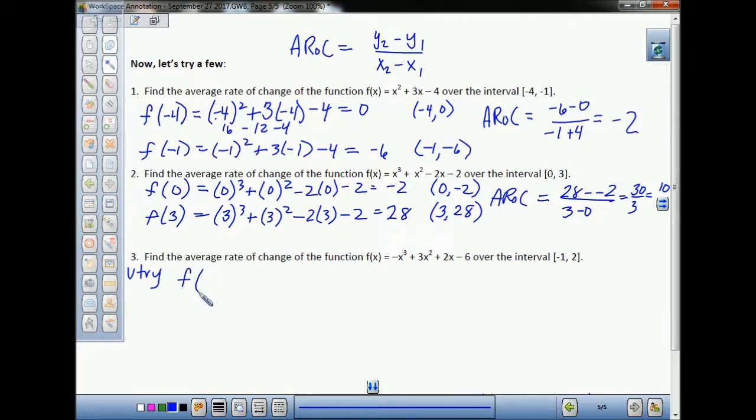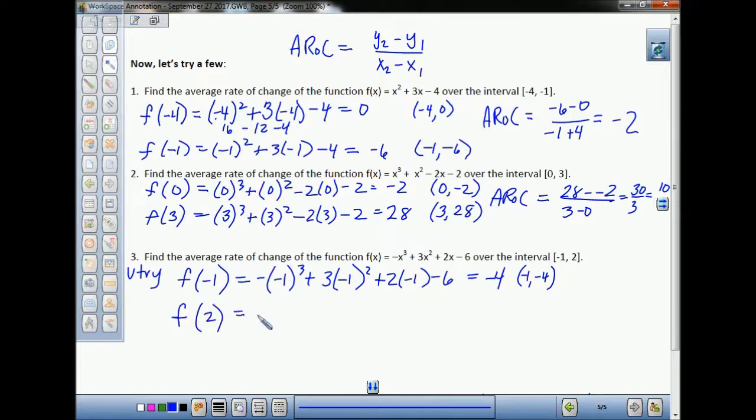Okay, the first thing we do is we plug in f of negative 1, and we get the opposite of negative 1 cubed plus 3 times negative 1 squared plus 2 times negative 1 minus 6, and this gives us a value of negative 4, which represents the point negative 1, negative 4. The second value, we're plugging in a value of 2, so we get the opposite of 2 cubed plus 3 times 2 squared plus 2 times 2 minus 6, and this gives us a 2. So our second point is the point 2, 2.